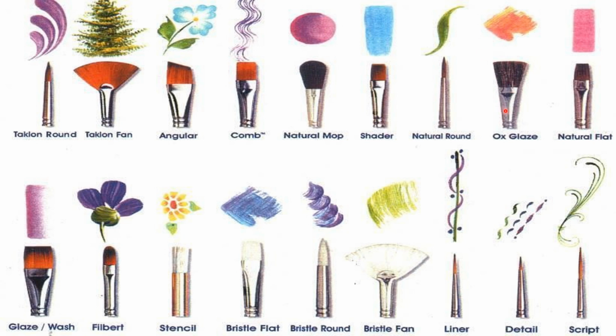Natural round, ox glaze, natural flat, glaze wash, filbert, stencil, bristle flat, bristle round, bristle fan, liner, detail, and script. Liner, detail, and script are brushes that create very precise strokes. These are normally called precision brushes, and they are used, as clearly mentioned, for outlining and detail.